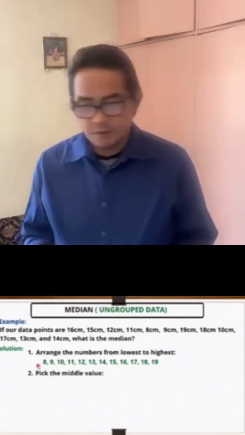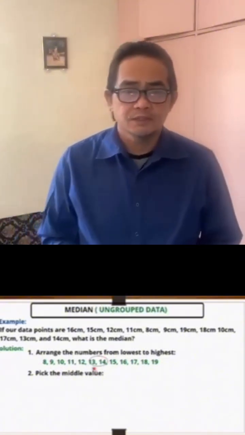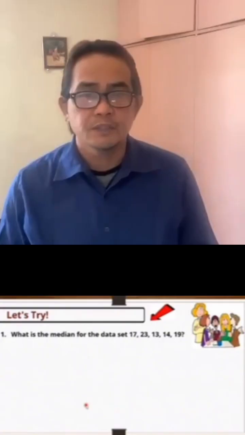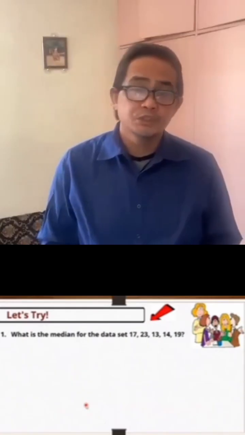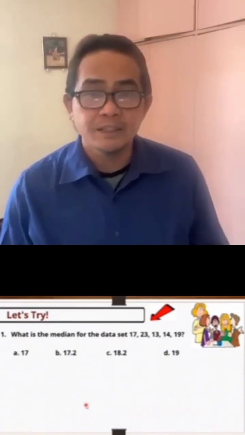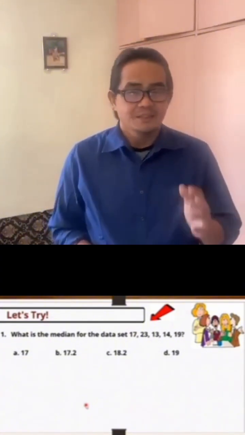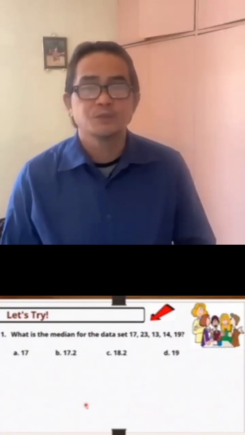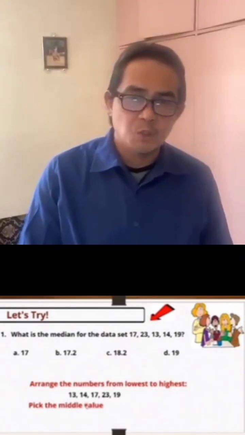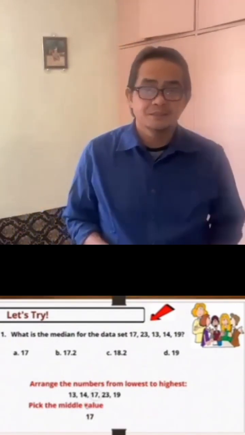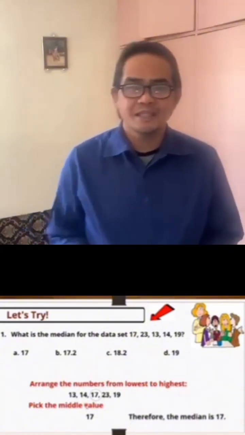Okay? Any question? So I hope you understand. Let's try more. What is the median for the data set 17, 23, 13, 14, and 19? We have the choices: A, 17; B, 17.2; C, 18.2; and D, 19. Anybody? Yeah, that is correct. We need to arrange first the numbers from the lowest to the highest. From the given data, we have to arrange it. Starts with 13 and followed by 14, so on and so forth. And after that, we'll get the median. Any question? Okay, if there is no question, then let's proceed to the mode.